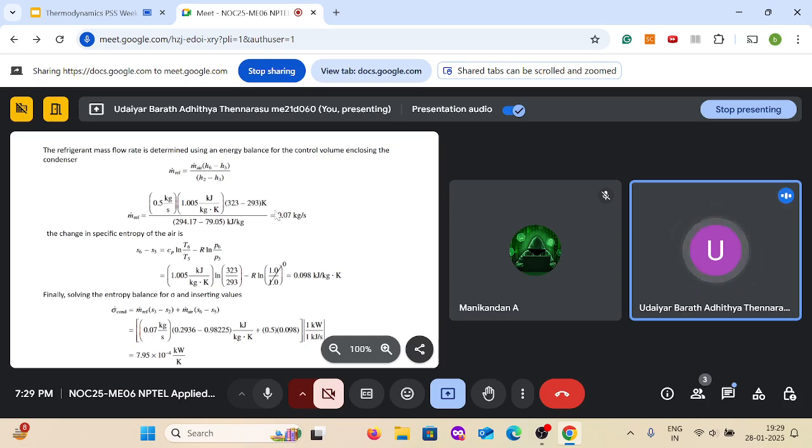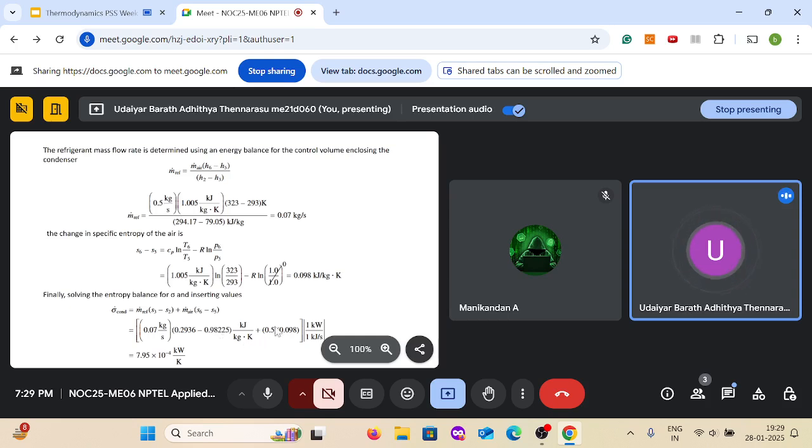Similarly for this process, for the entropy of air, your pressure is the same. So the entropy generated is because of the temperature change. So S6 minus S5 is Cp times ln T2 by T1. Substituting, it comes to 0.098 kilojoule per kg Kelvin. And similarly, substituting the values for the refrigerant, ln T2 by T1.